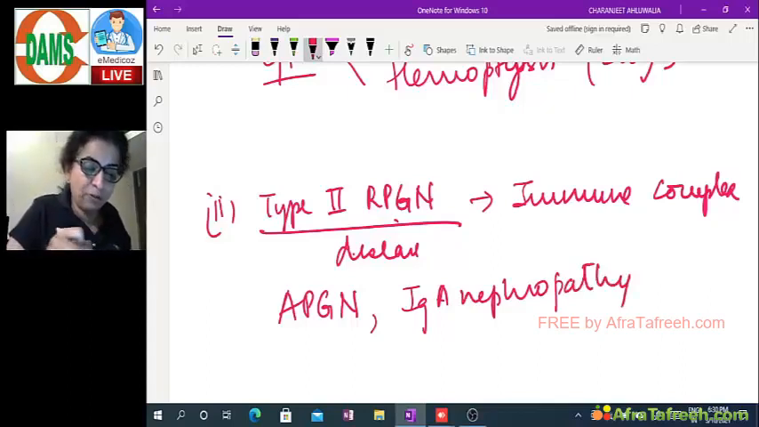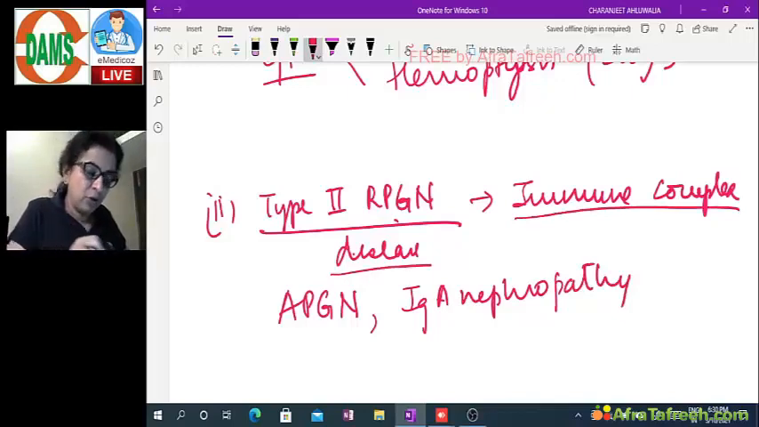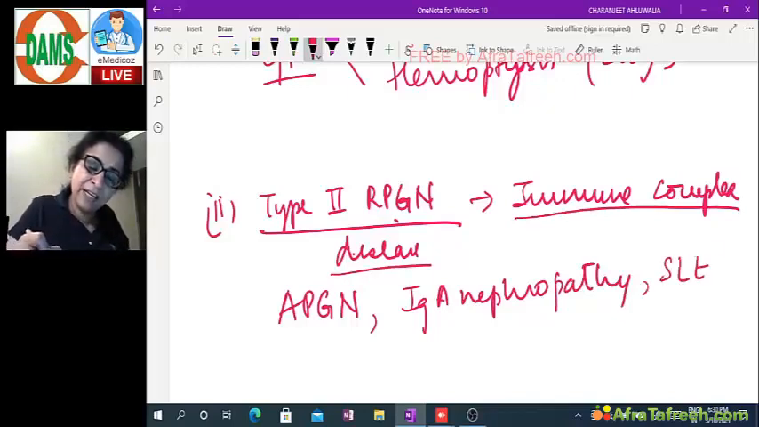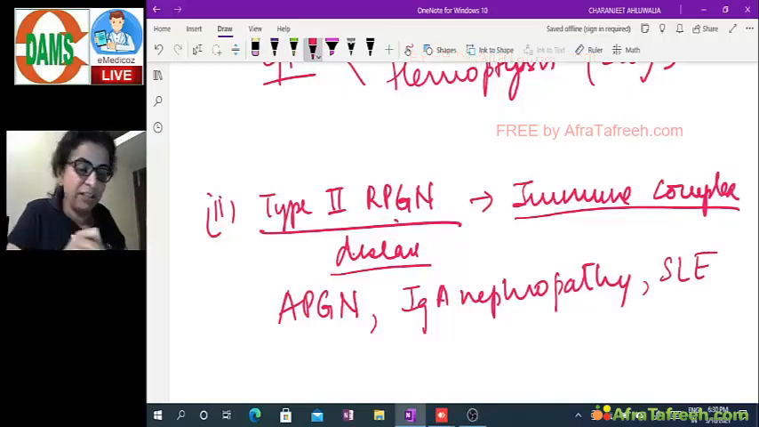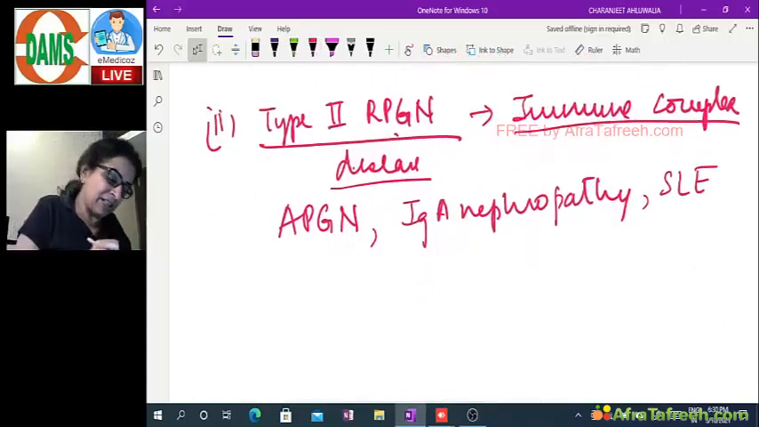In acute post-streptococcal glomerulonephritis, immune complexes are formed. Patients with SLE can also go into RPGN. SLE is also an immune complex disease. These immune complexes damage the kidney and there's rapid deterioration of kidney function. This is type 2 RPGN.